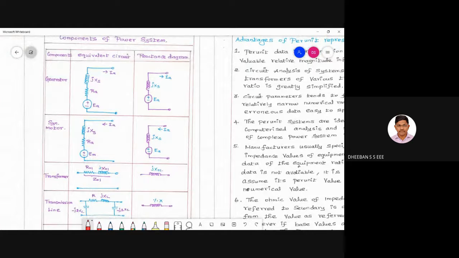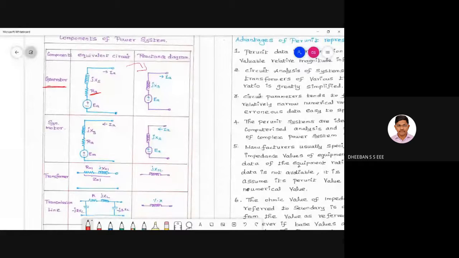So here you can see this is the equivalent circuit of a generator. As I said, with respect to the reactance diagram, if you want to convert this generator into the reactance diagram, you have to convert it like this, in this fashion. Generally you will be eliminating this R_a.